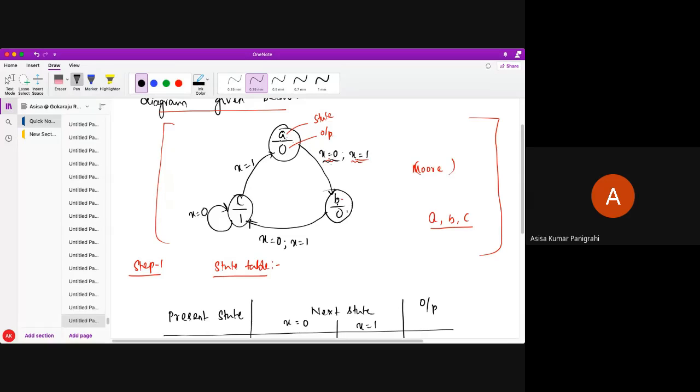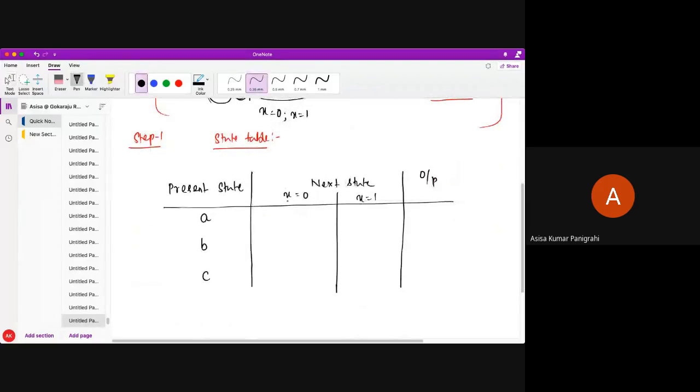For present state C, if input is 0, you are staying in C, so the next state will be C, and for input 1, you are going from C to A. So obviously there will be 2 possibilities of inputs. For x equal 0 you will go from the present state to some state, and for input equal to 1 we are going to some other state, and output is obviously Y. Okay, so we'll do those things.